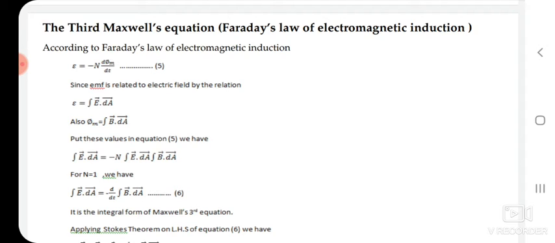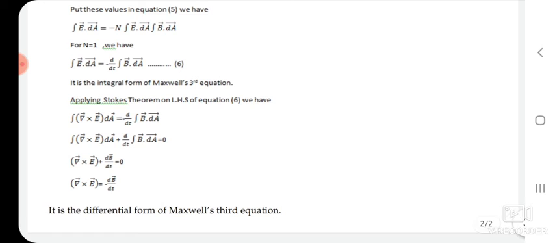For n is equal to 1, we have integration of E dot dl is equal to minus d by dt integration of B dot dA. This is equation number 6, and it is the integral form of Maxwell's third equation. Both sides are integrals, both sides are surface integrals. This equation is nothing but the integral form of Maxwell's third equation.